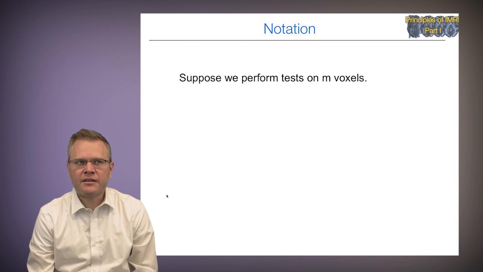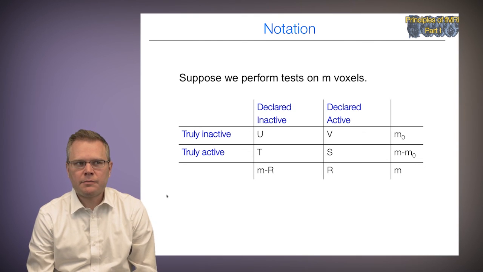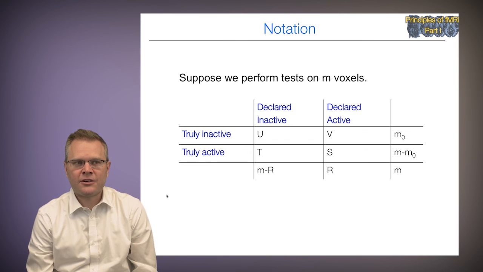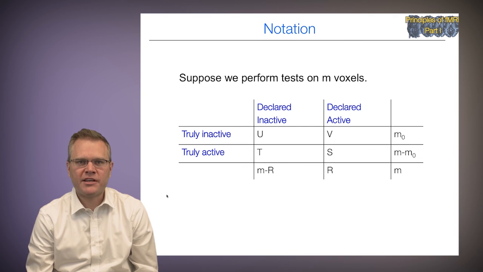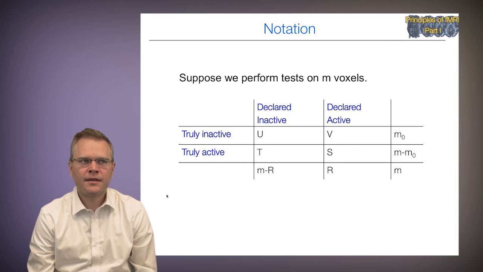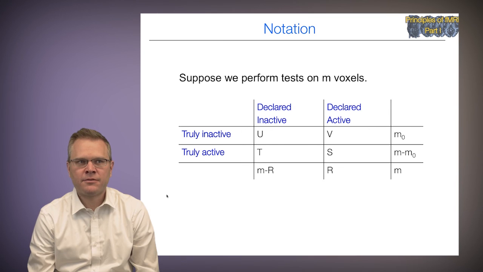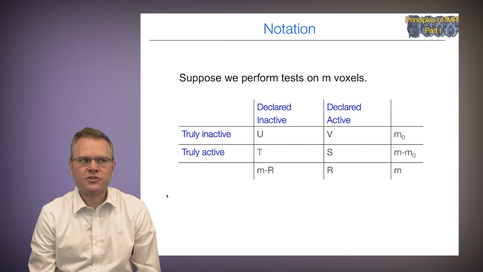To get some notation down, let's suppose that we're performing tests on m different voxels. Now we can make the following little table. We can separate voxels into those that are truly inactive and those that are truly active. Of course, we're never privy to this information, but in general there are truly active voxels and truly inactive voxels in this setting. Now, we can also declare voxels inactive or active, and that's something that we have control over. In this table, V is the number of truly inactive voxels that were declared active. Those are things that we should not have rejected but did reject. That's a false positive.